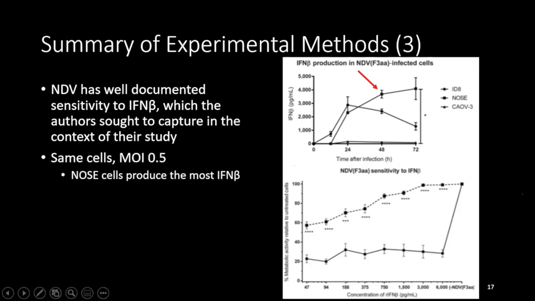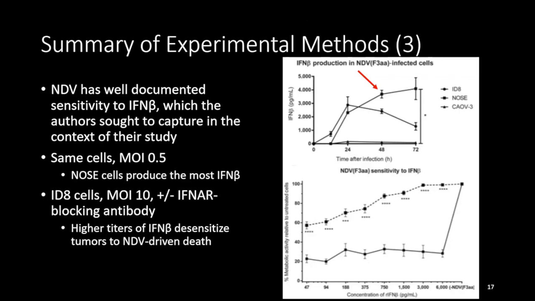In the panel on the top, they're using the same 3 cells we mentioned earlier. So ID8 is your mouse cancer cell, CAOV3 is your human cancer, and this is your normal epithelium, the nose. What they're showing is that the normal cells over 3 days post-infection produce the most interferon, whereas the human cancer cells look like they're producing almost none, and the mouse cancer cells are producing some, but it's significantly impaired, especially by day 3.